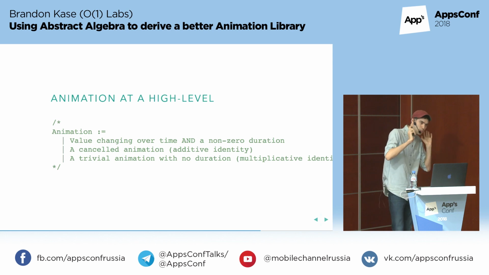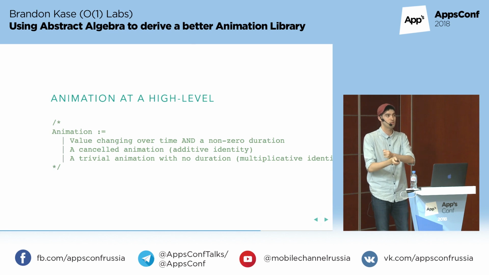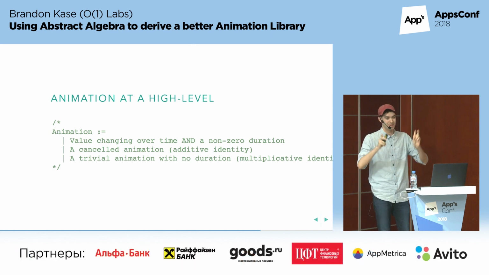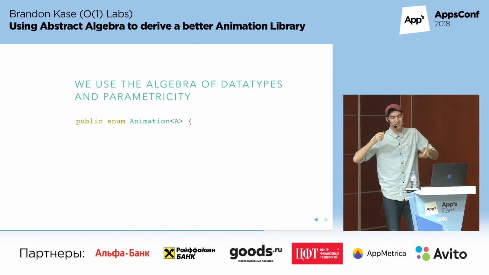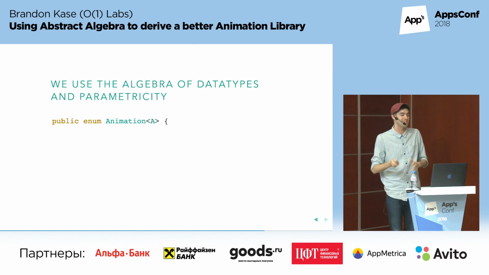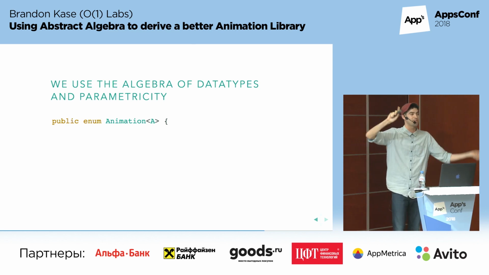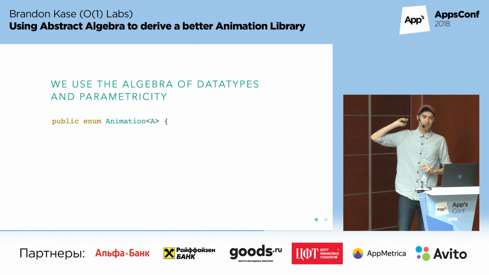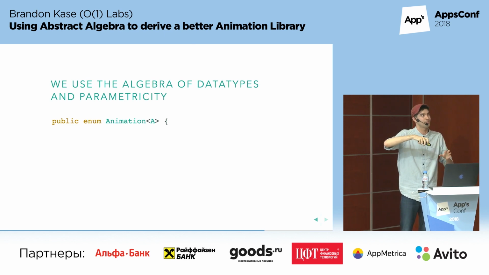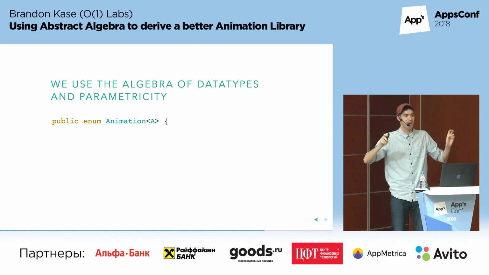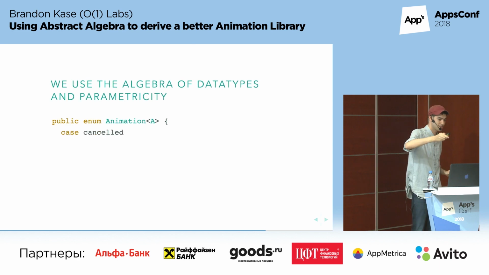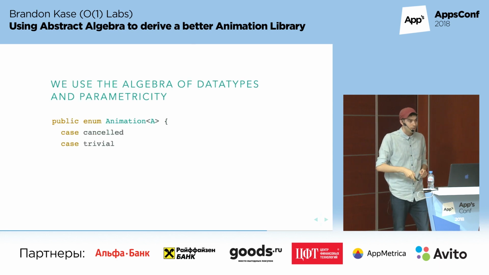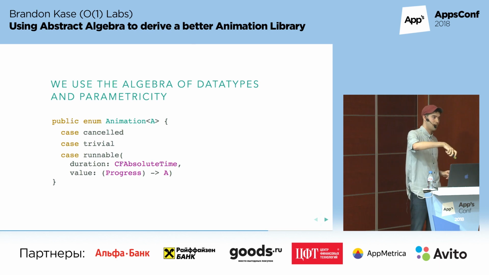So now we can take this description, and there's a mechanical way to transform it into a Swift data type. Well, into a data type in any programming language that's good. For some definition of good. There's these tools, the algebra of data types and parametricity, and I don't want to get into it, but this is what it looks like when we do this mechanical transformation. All right, we're an animation over. What did I say? It's a value changing over time. A value. Okay, so it's generic over A, the value. Cool. It's either canceled, it's trivial, or it's a runnable animation with a non-zero duration.